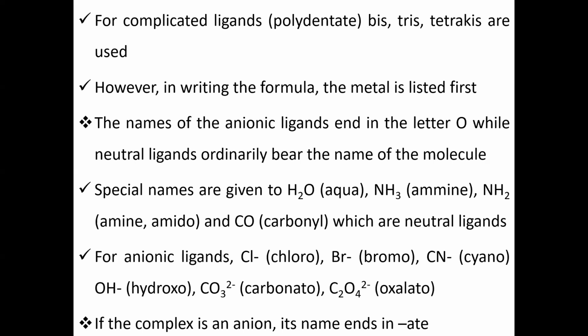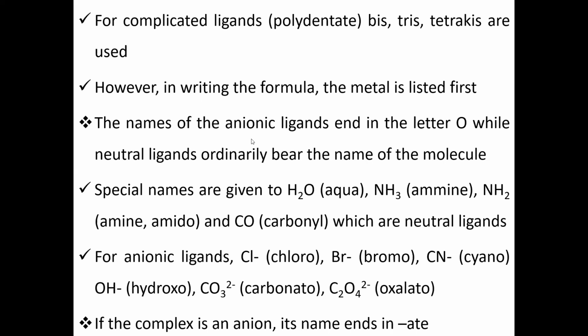Then, aside from naming the ligand, because these ligands in the complex we have talked about are the ones in brackets, you can also be asked to write the formula. You can be given the name of the complex and asked to write the formula. If you're writing the formula, the metal is listed first. So invariably, the way we name is different from the way we write the complex. In writing the complex, the metal usually comes first, but in naming, we start from the ligand.